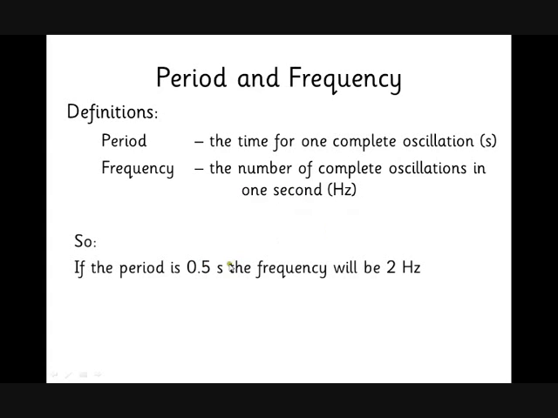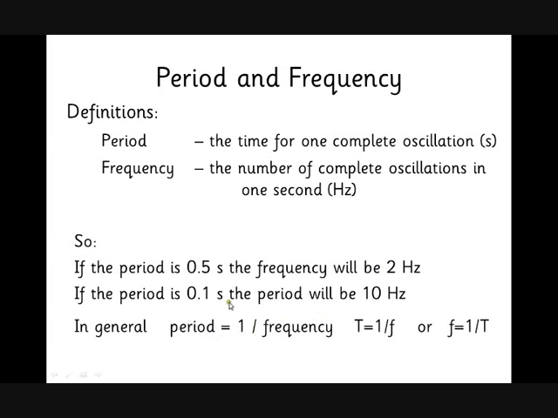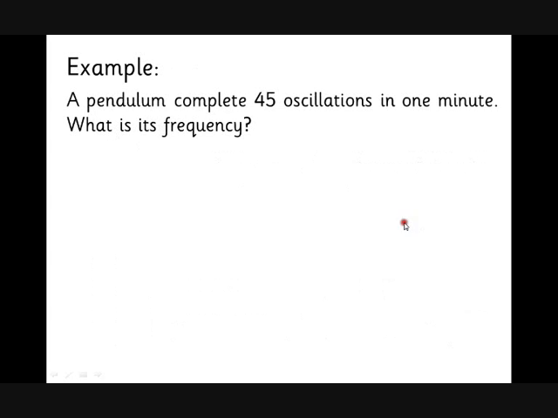So what that means is if the period was half a second, then the number of oscillations we'd get in a second, the frequency, would be 2 Hertz. If the period was a tenth of a second, we'd get 10 oscillations per second, 10 Hertz. How can we put this into an equation? Well, the period is 1 over the frequency. That's written on your datasheet as T equals 1 over F. If you rearrange that, you also get F equals 1 over T. They're just the inverse of each other.